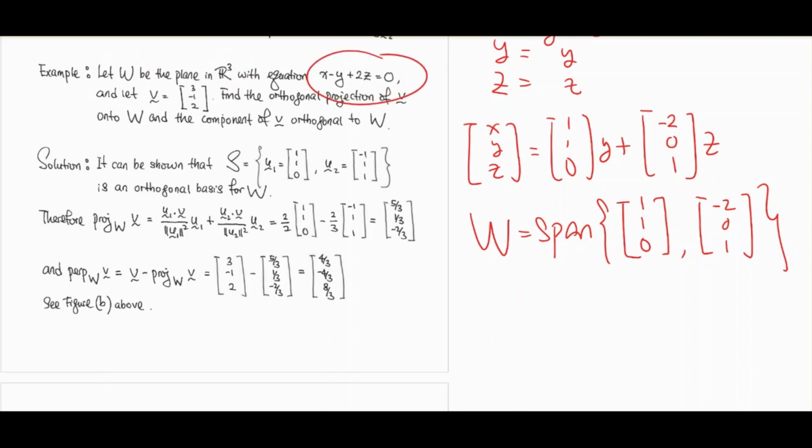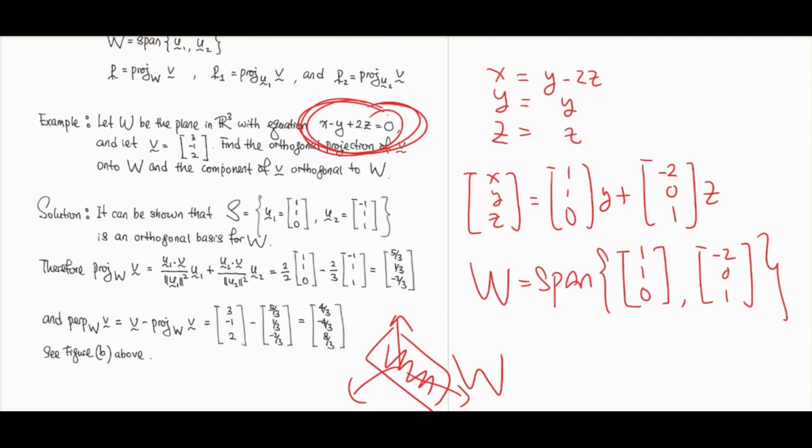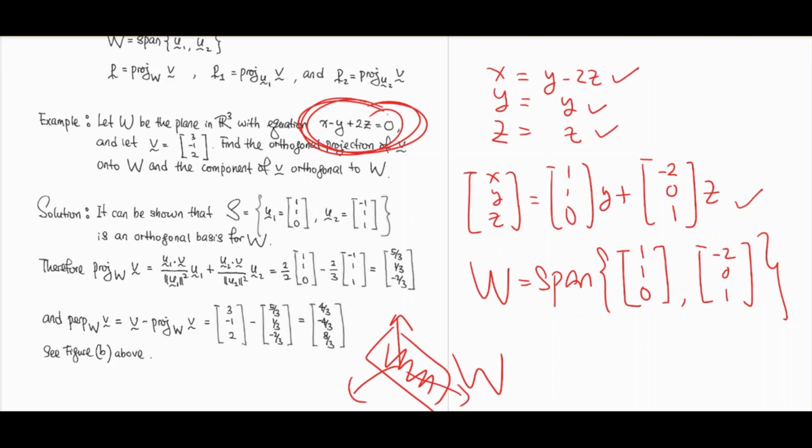And if we wanted to write down what spans the space, you have a plane. So what actually spans this W? Well, the way we usually do it is we solve the equations, find x, y, z. So you can see that x is y minus 2z. These are the two free variables. So we can write it like this. And we know that W is spanned by these two vectors.